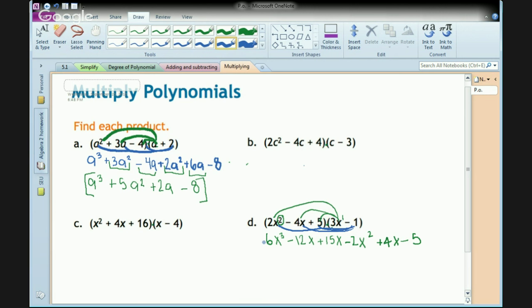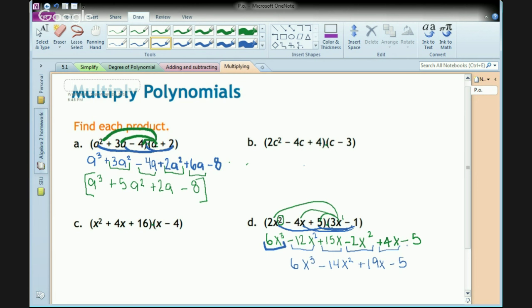So when I do that, the 6x to the third, he has nobody to combine him with, so I'm just going to rewrite him. There's no other x to the third. And this guy here should have been a squared. So I'm going to say negative 12x squared, and I have a negative 2x squared. That is going to give me negative 14x squared. Then I have 15x and 4x, so I get positive 19x. And then my last guy is negative 5. So that would be it for that problem.